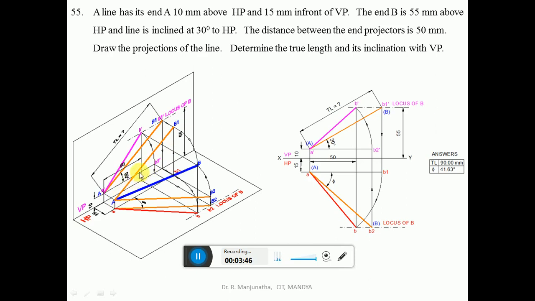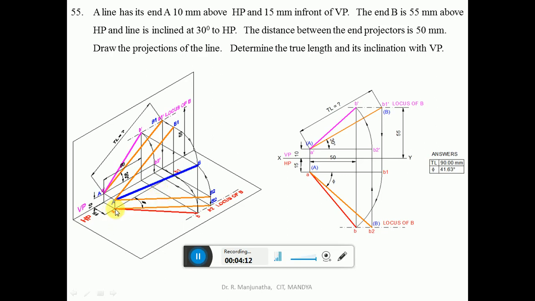That is basically because this is parallel to VP. So when it is projected, you get this small ab1, which is parallel to VP. That means you are projecting from here also, so that you get this top view line, which is ab1, in front of VP by 15 mm. But actually the top view of the end B must lie on this end projector, because the distance between the end projectors is given to be 50 mm.